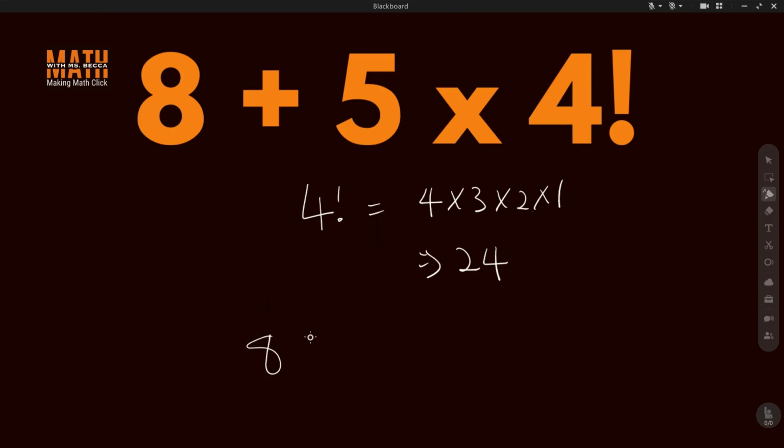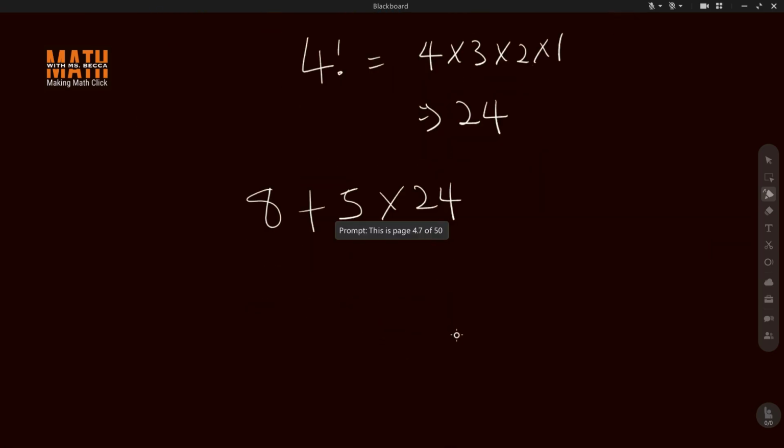So this will be 8 plus 5 and then times 24. Then we can apply the PEMDAS rule. We multiply before we add. So 5 times 24 will give 120. So this will be 8 plus 120, and the answer is 128.